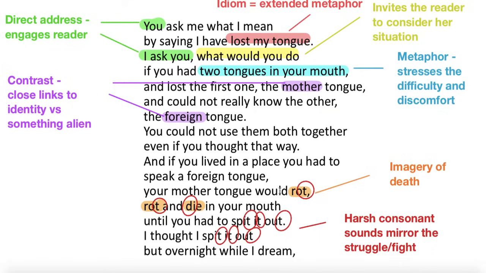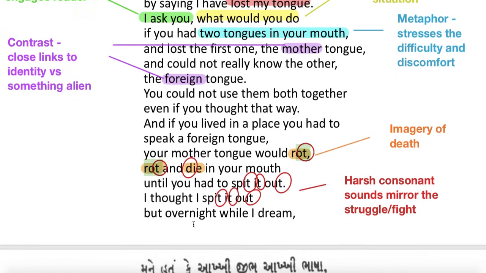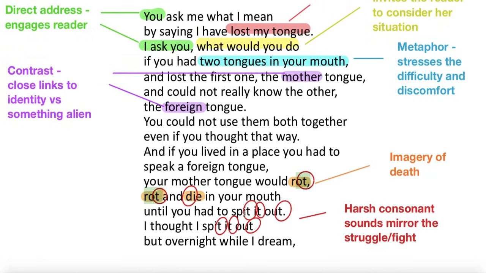Going further down, she uses imagery of death to describe her first language, and her fear really that she's going to lose her language. So we've got rot, rot and die. The repetition as well of rot emphasises her fear that she will lose her first language, to the point that she'll feel like she'll have to spit it out. And again, she repeats, I thought I spit it out.